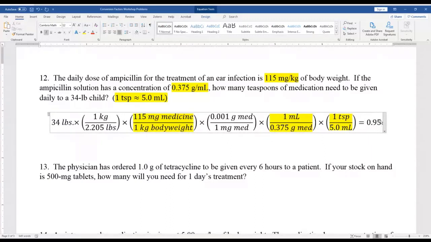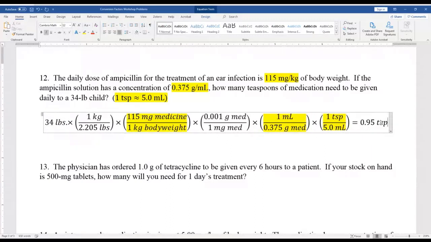Now in actuality, if you're a parent, chances are you're just going to measure out 1 teaspoon and give it to the child because they don't really have anything that measures 0.95 teaspoons.